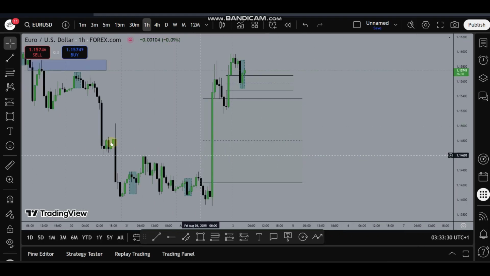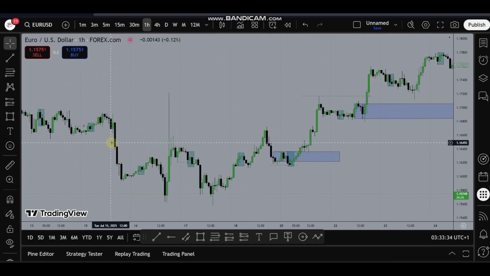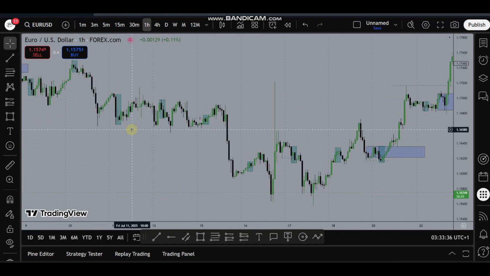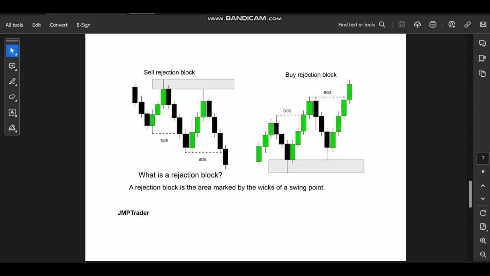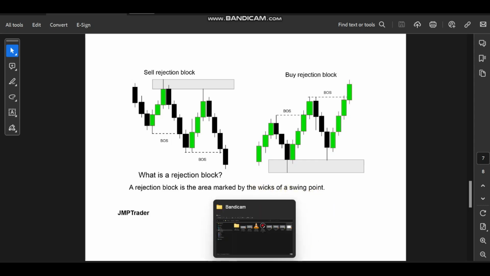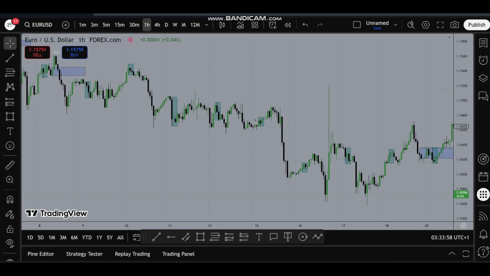Alright, so I don't want to waste time on this. Just know that order block is the first opposite candle on a chart. So the next key level we have here is the rejection block. A rejection block is the area marked by the wicks of a swing point. Price doesn't usually reach these last PD arrays, because the first PD arrays always take the lead.